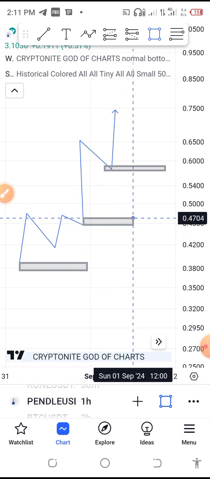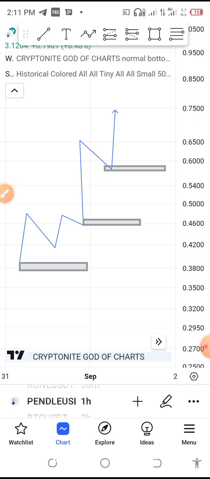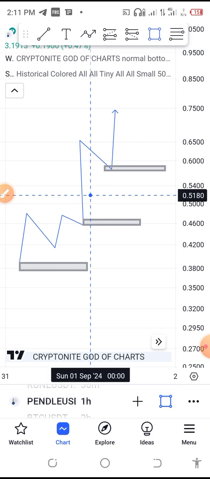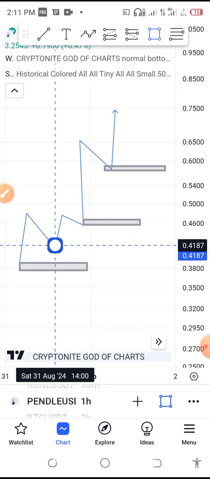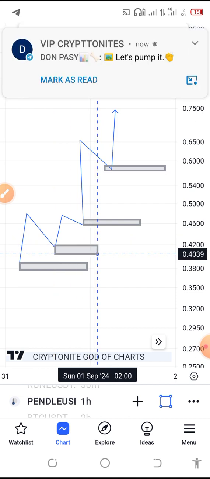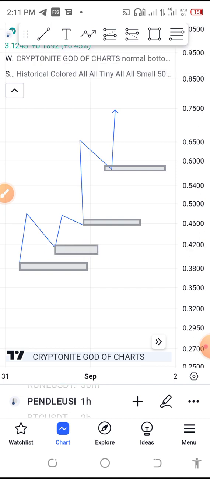Okay. This is the right place to be, and not here, and not here. Here is not valid because price did not break that structure. So I take it off. So that's it with demand zones.